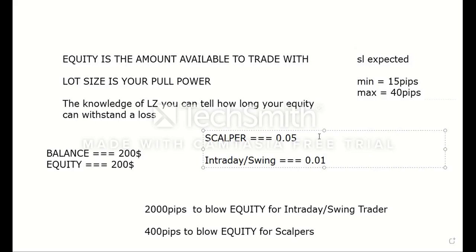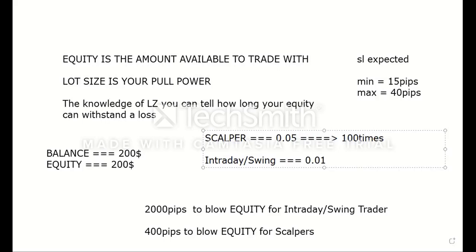So sticking to our SL max of 40 pips, you will need to lose 100 times before you can blow off your $200 account. That's having a max SL of 40 pips.